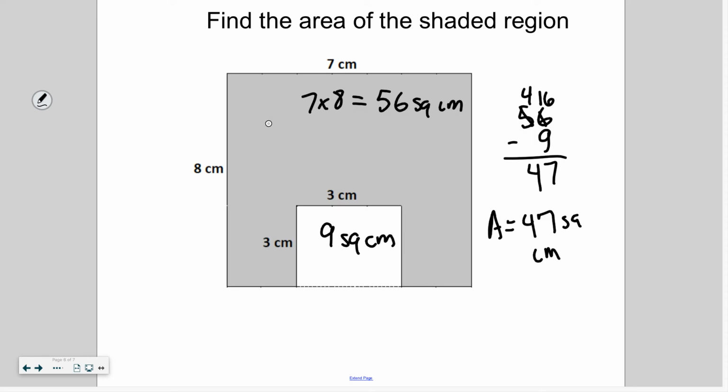So I found the total area of the gray and white combined. Then I found the area of the white and subtracted it from the total to find out the gray, right? Because if I remove this piece, this is what would be left over, and that's what we're trying to figure out, just the gray, not the white and gray combined.